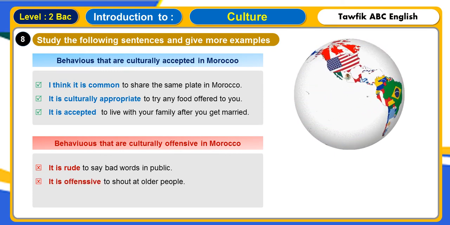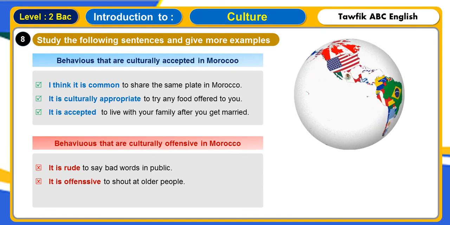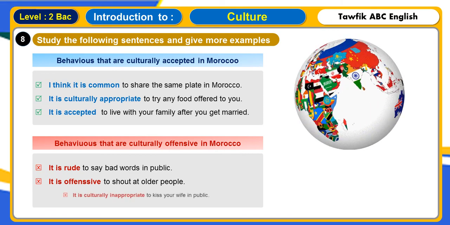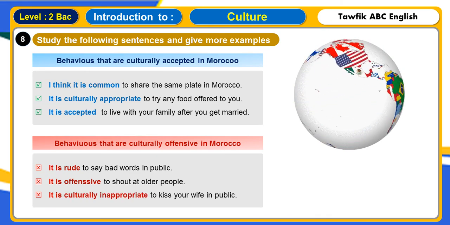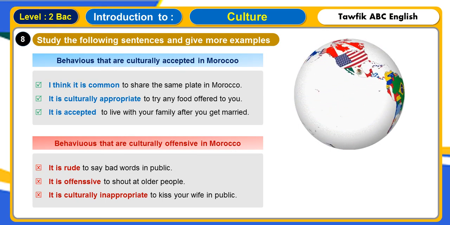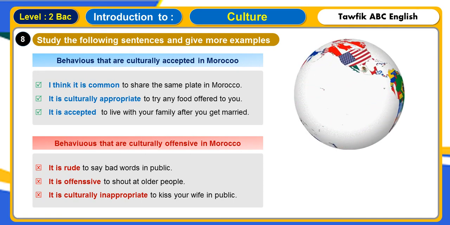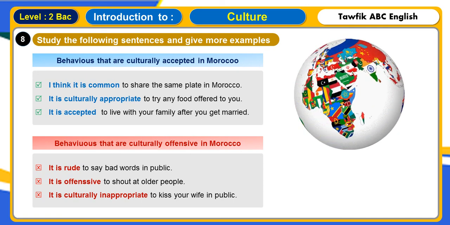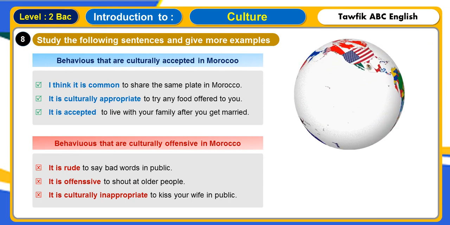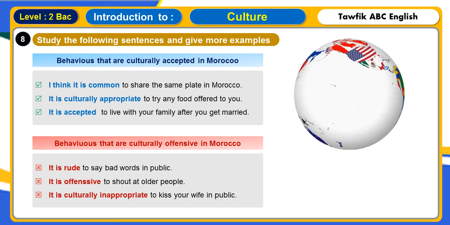Next, we can say it is offensive to shout at older people. And also, it is culturally inappropriate to kiss your wife in public. في الثقافة المغربية ما مقبولش أن الواحد يقبل الزوجة ديالو أمام الملأ in public places. Okay. So these are some behaviors that are culturally accepted and culturally inappropriate in Morocco.